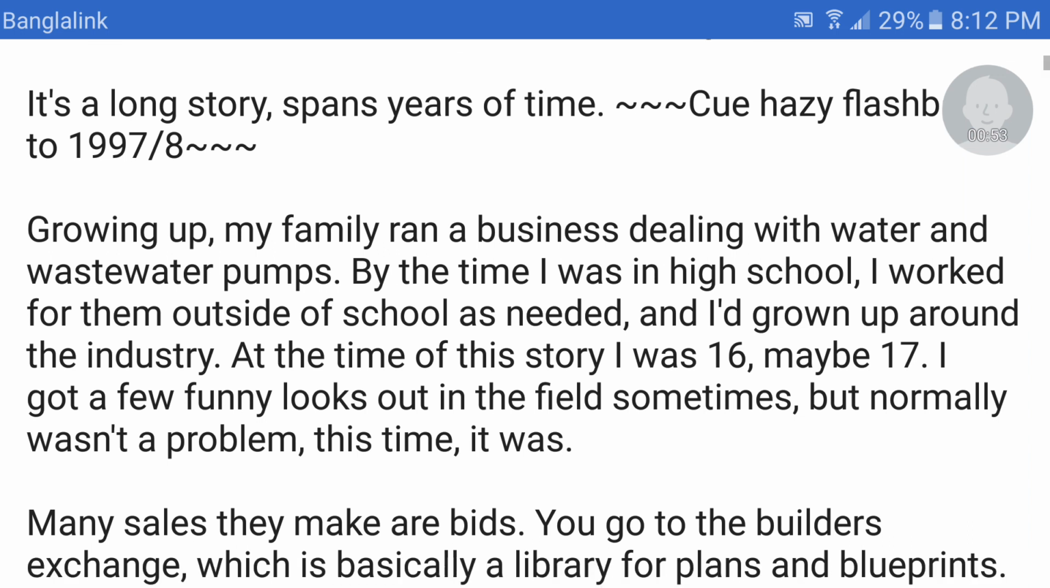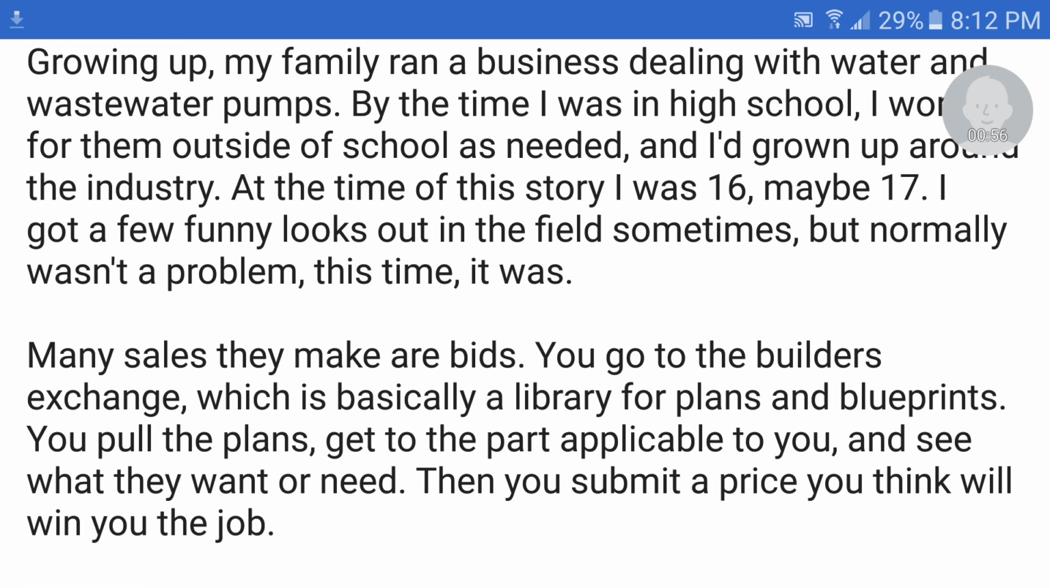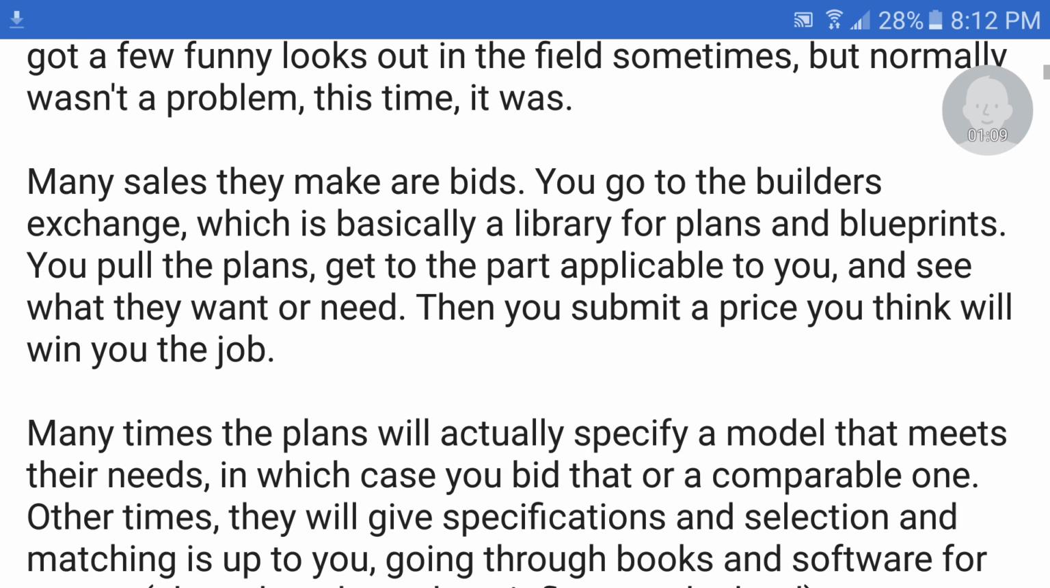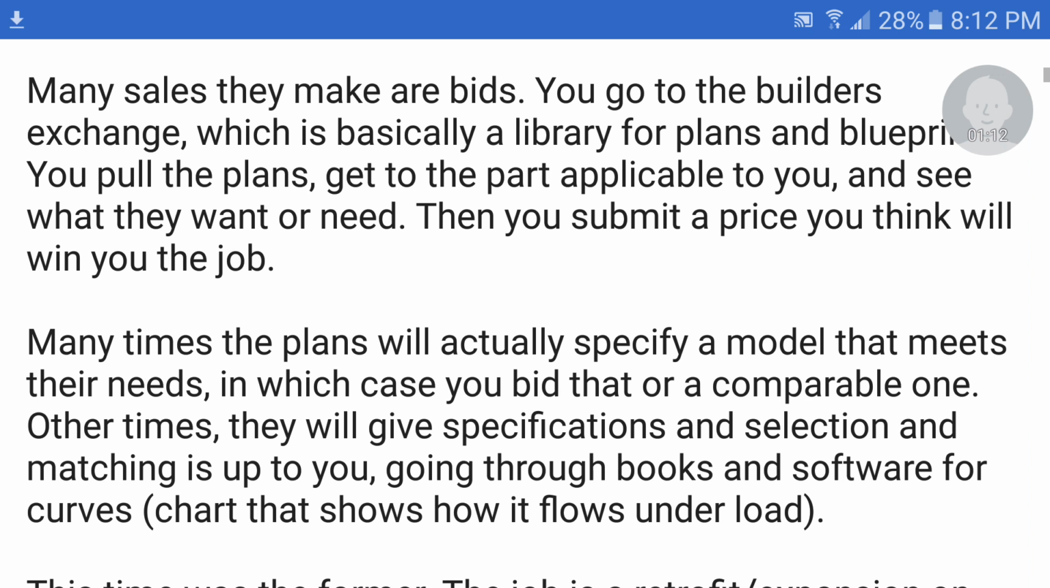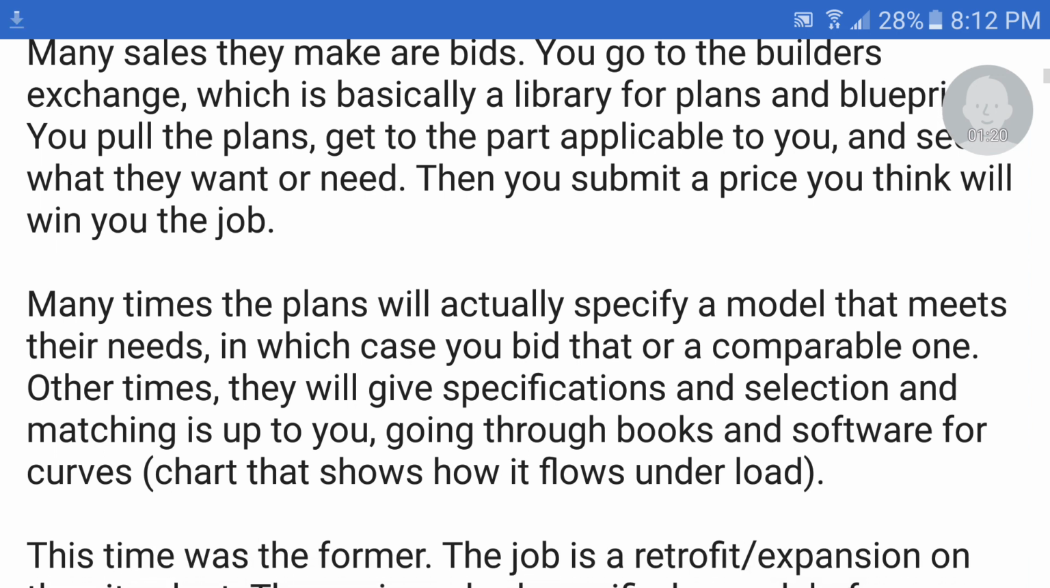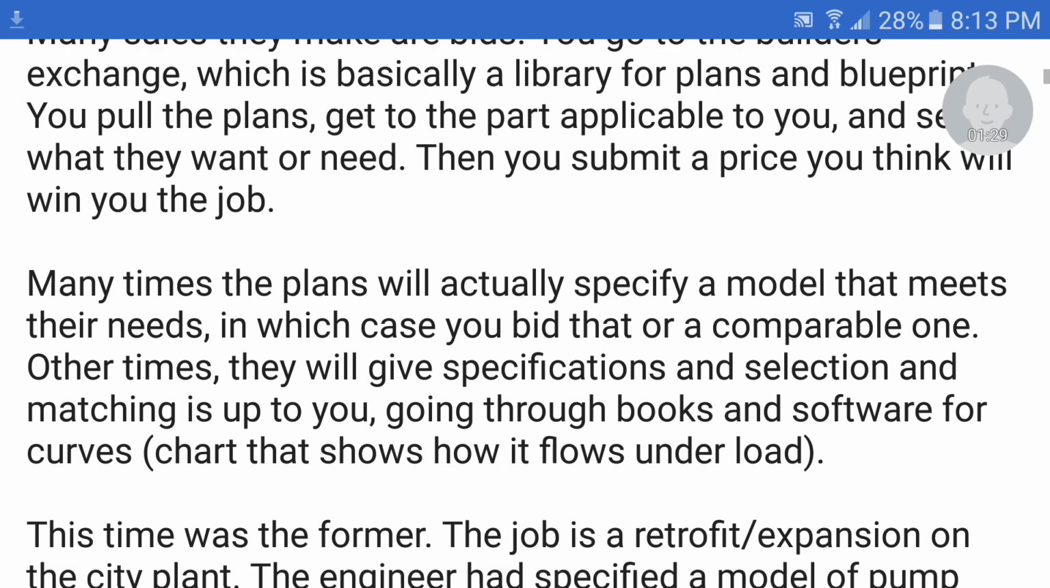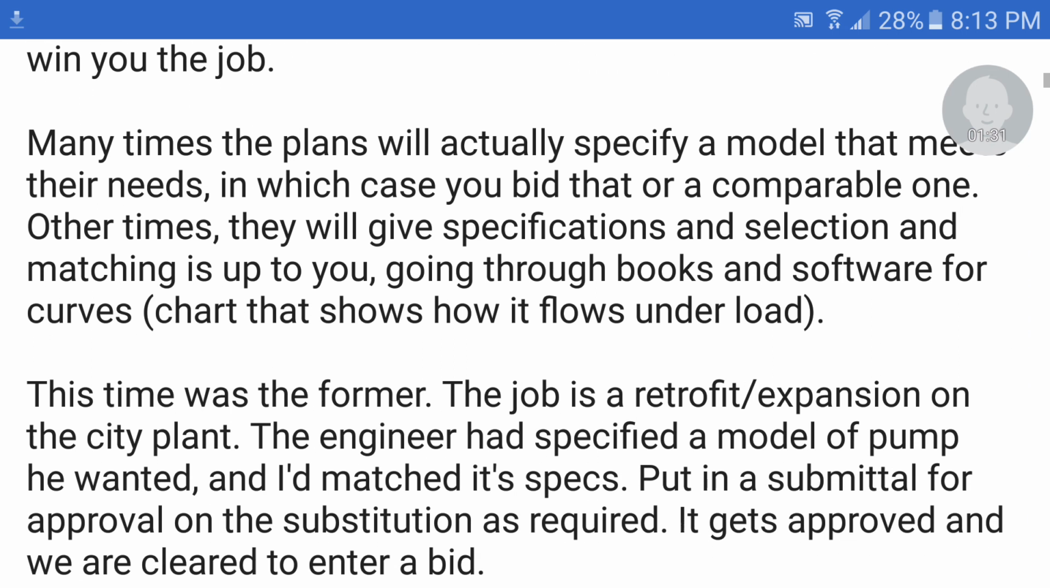This time, it was. For many sales they make or bids, you go to the Builders Exchange, which is basically a library for plans and blueprints. You pull the plans, get to the part applicable to you, and see what they want or need. Then you submit a price you think will win you the job. Many times the plans will actually specify a model that meets their needs, in which case you bid that or a comparable one. Other times, they will give specifications and selection and matching is up to you, going through books and software for curve charts that show how it flows under load. This time was the former.